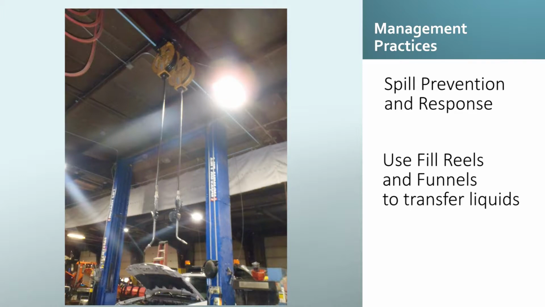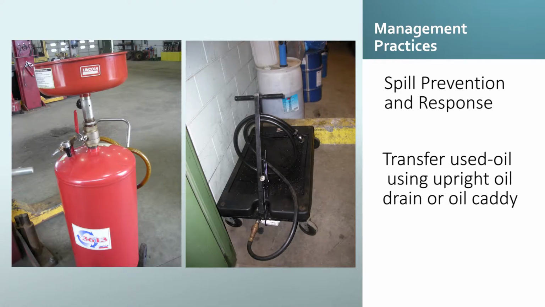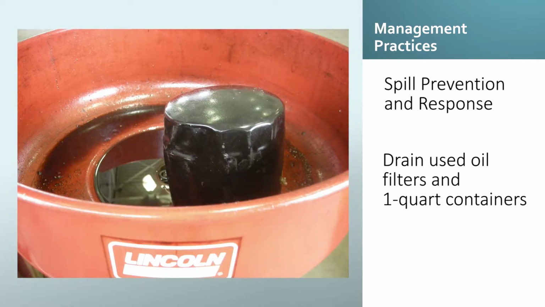A few more examples of spill prevention and response. For transferring fluids, you can do them with fill reels or funnels. Transfer used oil using an upright oil caddy or oil drain or an oil caddy. And you should drain your used oil filters in 1-quart containers prior to disposal.